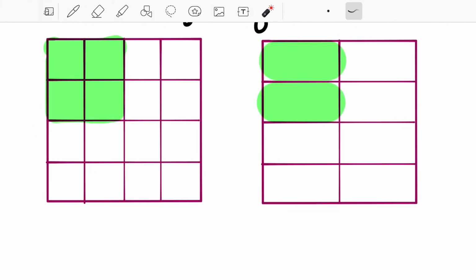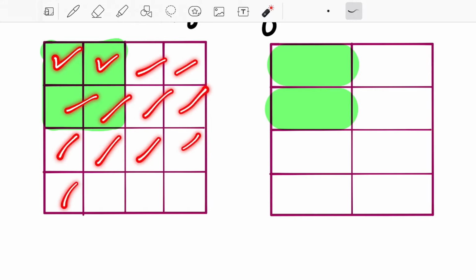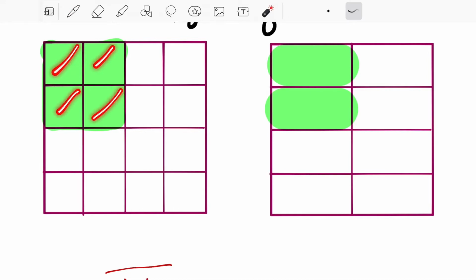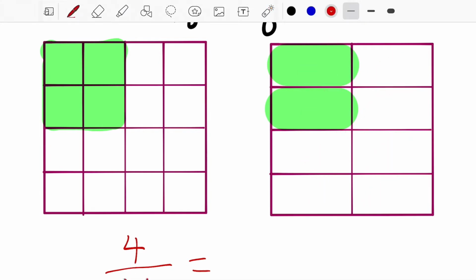Next, we have two fractions that are also equal. So this fraction on the left is made up of 1, 2, 3, 4, 5, 6, 7, 8, 9, 10, 11, 12, 13, 14, 15, 16 parts. So that's the denominator. And we have 1, 2, 3, 4 parts shaded. And that is equal to, we have 1, 2, 3, 4, 5, 6, 7, 8 parts, so the denominator is 8.